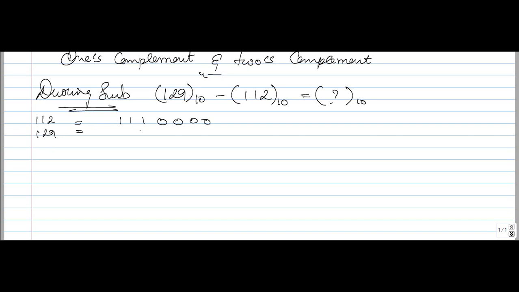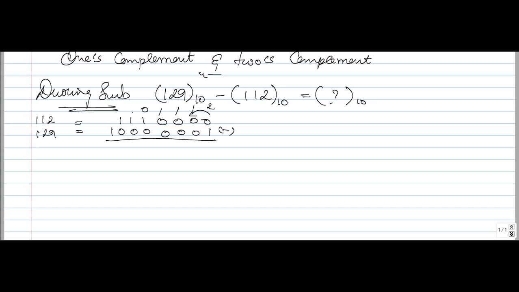So 112 is 1 1 1 followed by 1 followed by 4 zeros. And 129, which is a decimal number, when I convert that to binary, is 1 followed by 3 zeros, again followed by 3 zeros, and I have 1 over here. So now I'm going to subtract this.